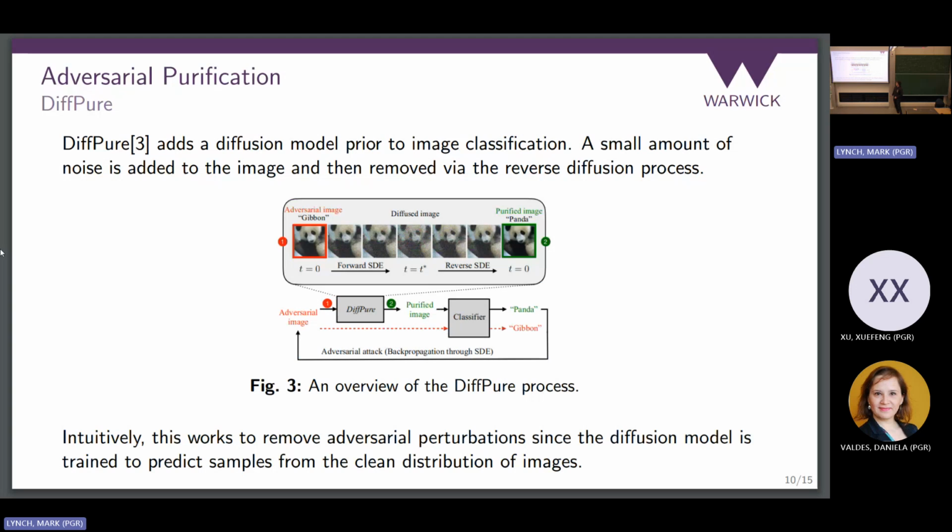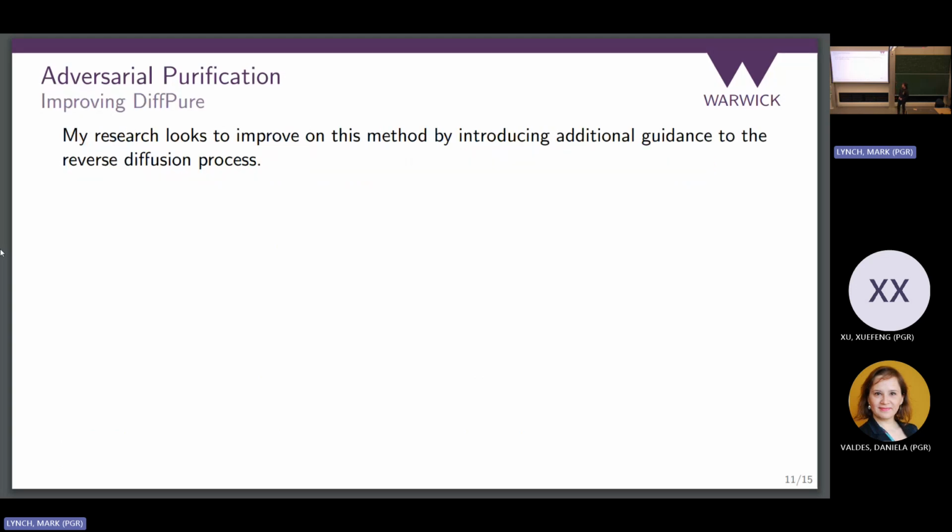So yeah, that's DiffPure. My research at the moment is looking to improve on DiffPure. Since DiffPure's already been attacked, someone's already found an attack that works quite well against DiffPure. It's the nature of this field that you get in these cycles: attack, defense, attack, defense. So now we're trying to look at defense again, and we're trying to improve this method by introducing some additional guidance to the reverse diffusion process.